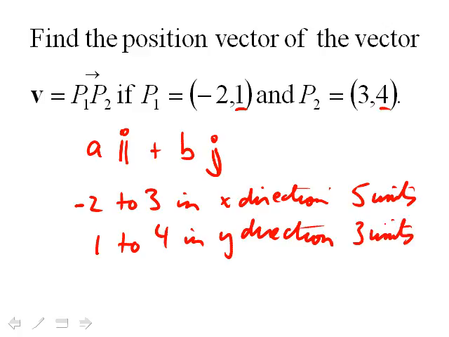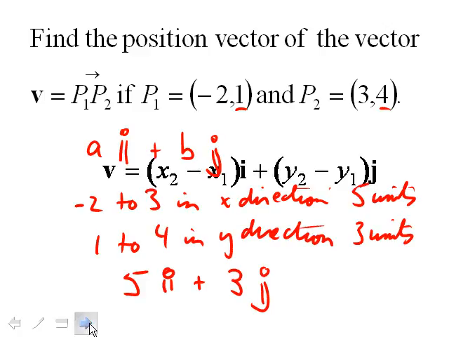And that means that the position vector starting at 0, you could think about that as 5 times i plus 3 times j. And that would be the position vector for the vector indicated as from the point P1 to the point P2. Look at what those numbers are and where they come from, the numbers as they're given.